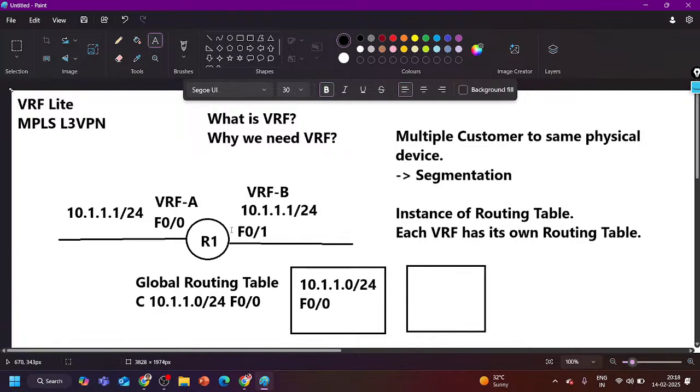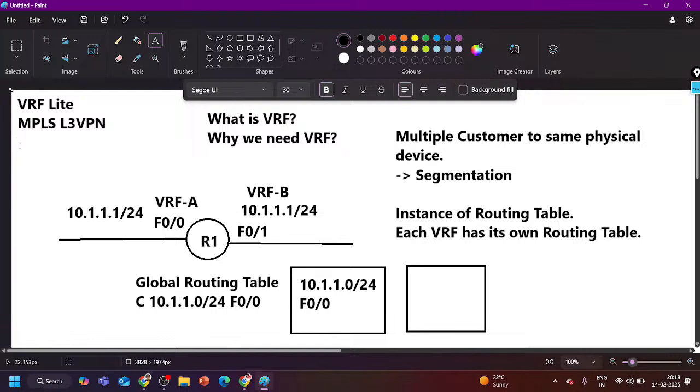When I configure IP on F0/1, now router 1 is going to make an entry in another routing table, right? And we don't have any prefixes here for the same subnet. So very easily we can configure the same IP address over here. It is exactly similar to VLAN. VLAN performs segmentation at layer 2 and VRF performs segmentation at layer 3.